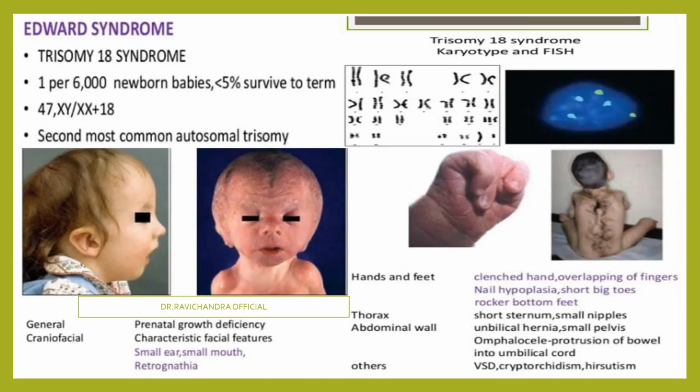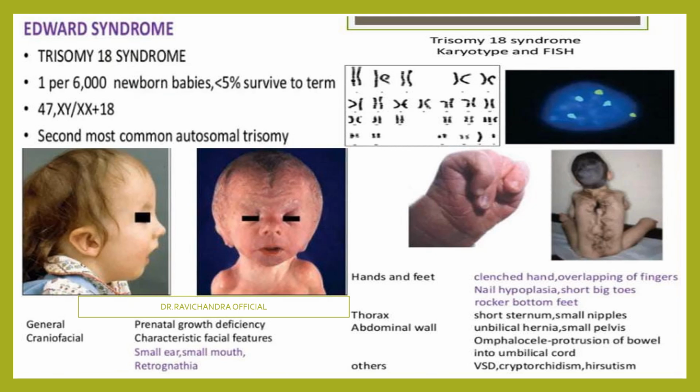Edward syndrome, this is trisomy 18 and it is seen in 1 in 6,000 newborn babies, 47XY, and it is the second most common autosomal trisomy. Karyotyping and FISH will help in diagnosis of trisomy 18 syndrome or Edward syndrome.